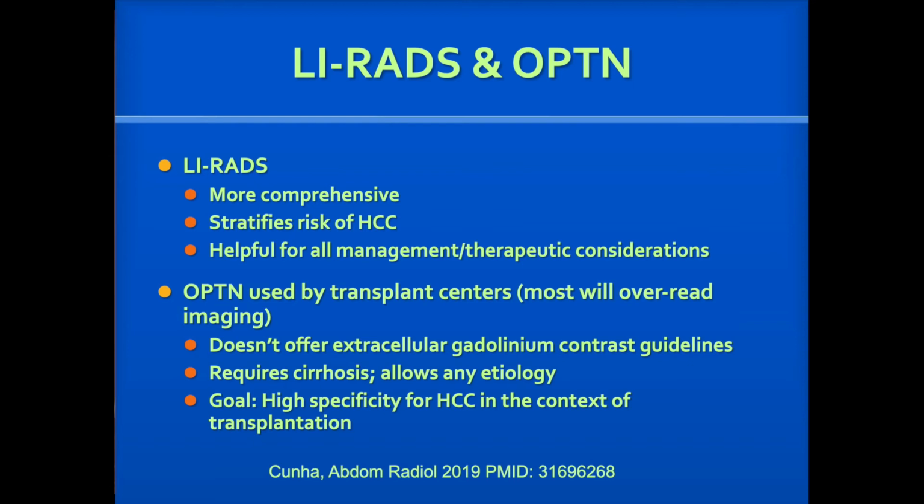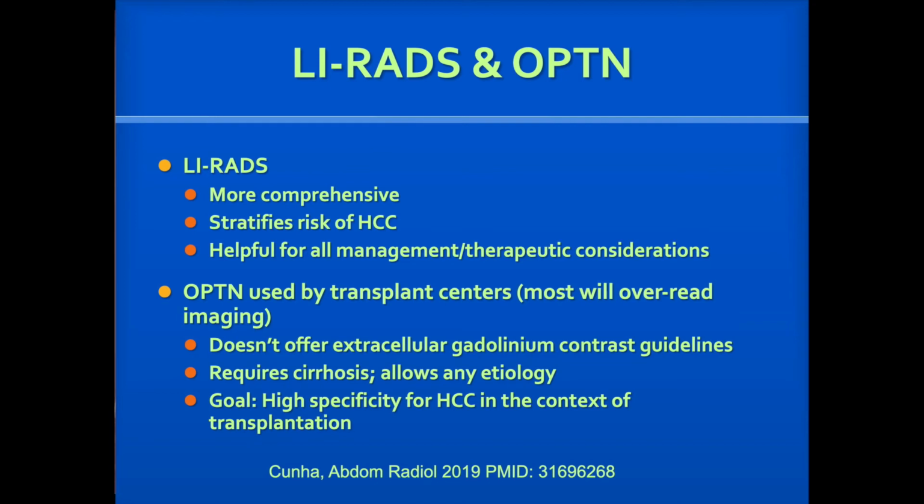Because LI-RADS is more comprehensive, it's really helpful for all management and therapeutic considerations short of liver transplantation, but including liver transplantation. So, for example, just because a patient isn't an OPTN or LI-RADS 5 doesn't mean that they don't need treatment or management. The intermediate scores can help guide the management decisions.